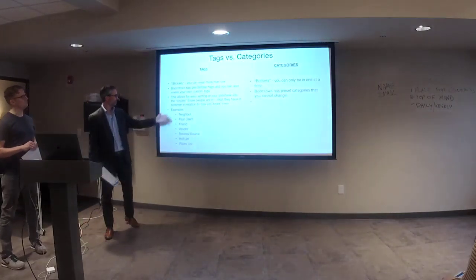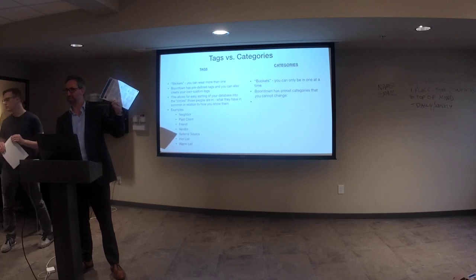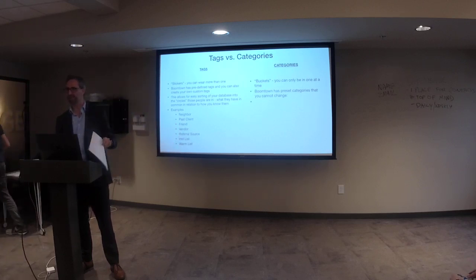All right. But those are examples, right? So the biggest thing is tags are like stickers. You can have a bunch of them. Categories are like buckets. You can only be in one.